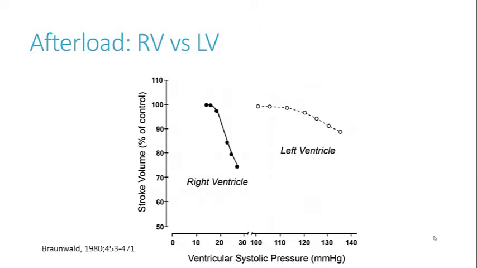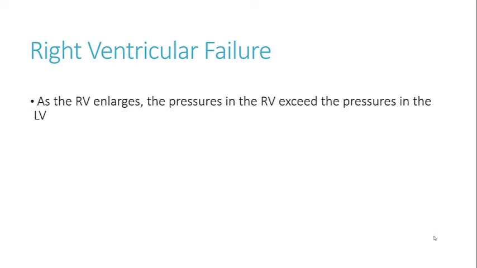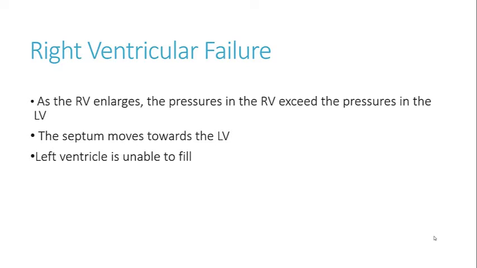The RV does not like to eject against any significant pressures, and this is one of the main reasons for RV failure. Increases in the pressure with a significant decrease in the stroke volume due to RV failure. In RV failure, as the RV enlarges, the pressures in the RV exceed the pressures in the LV. And this is what we talked about. The septum moves towards the LV, and it really limits the ability for the left ventricle to fill, leading to decreased cardiac output. And we talked about ventricular interdependence.